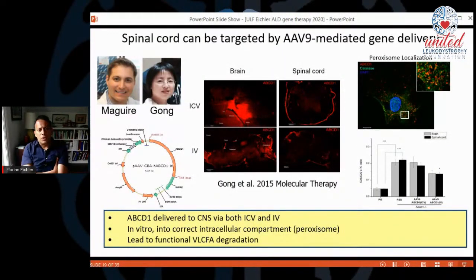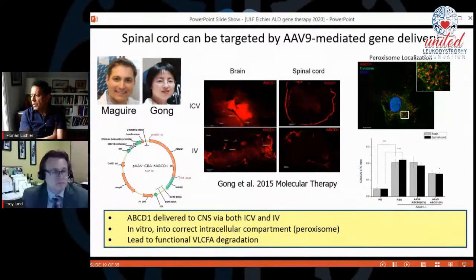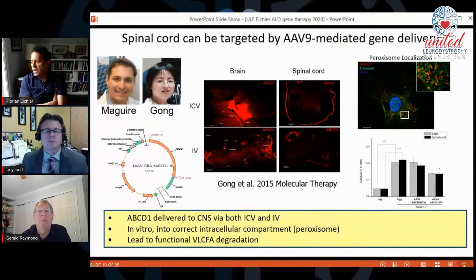So I just want to stop there for the sake of time and mention that there are complementary approaches in gene therapy, and that these will probably in the future be used in conjunction with each other, as we know not one size fits all, and that, as Dr. Raymond earlier mentioned, adrenoleukodystrophy has multiple different phenotypes.